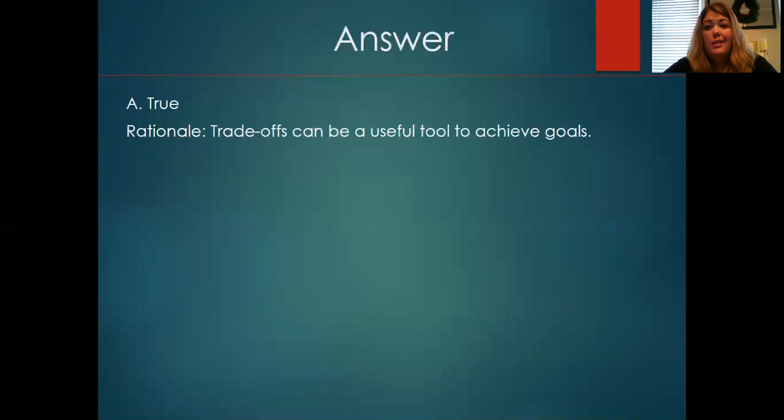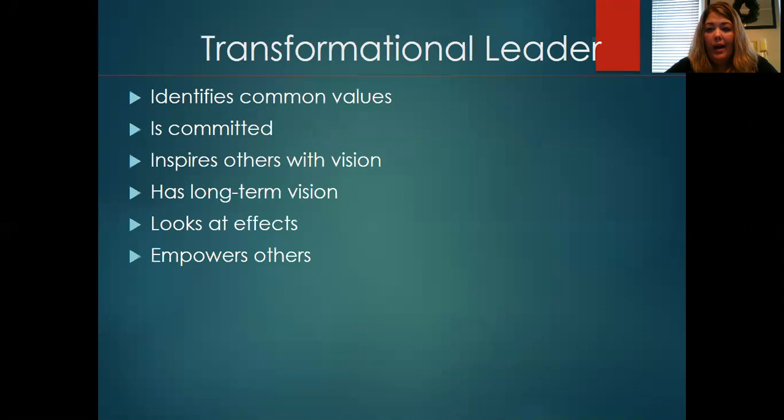The transformational leader identifies common values, is committed, inspires others with a vision, has the long-term vision, looks at effects, and empowers others. That's the biggest thing we keep talking about with leaders. Leaders are about empowering others, making others feel cared for, and making them feel they are the ones helping to work with you toward that goal.